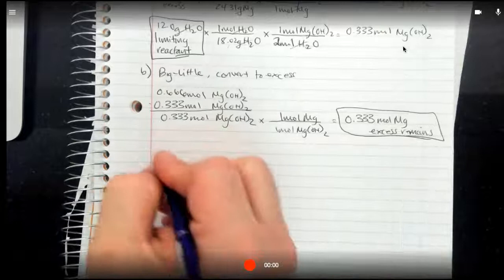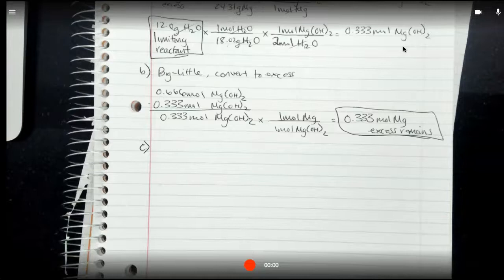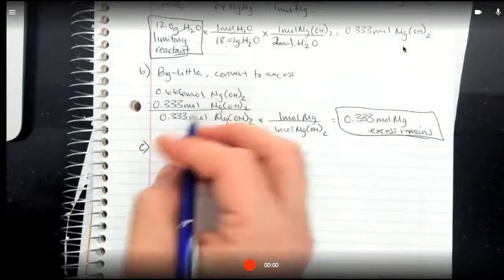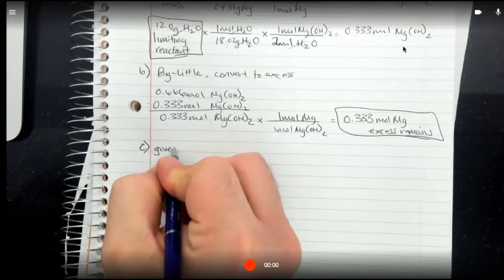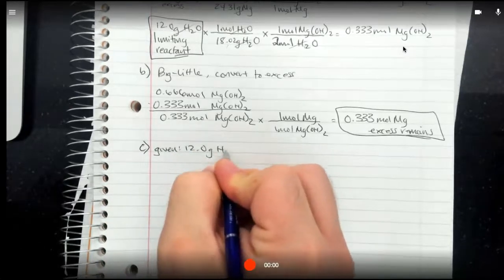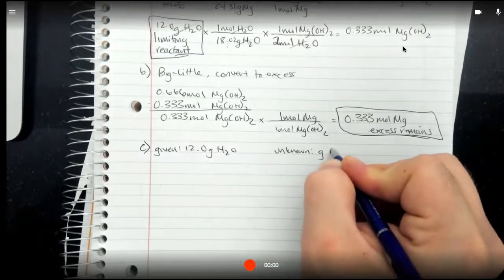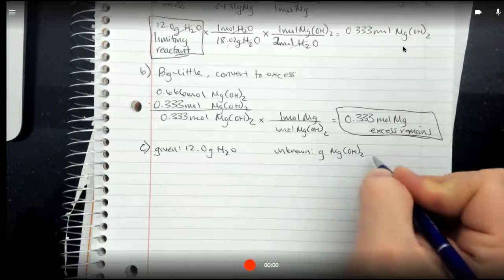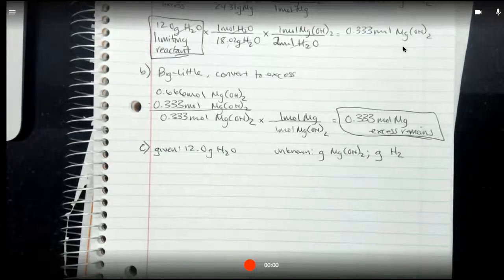Then part C is asking us to find what is the mass in grams of each product that could be produced. So we need to take our limiting reactant, and then we'll do a mass-to-mass stoichiometry for both of our products. So our given is going to be 12 grams of water, and then our first unknown will be grams of magnesium hydroxide. Then we also need to find grams of hydrogen gas. So we'll have two mass-to-mass stoichiometry problems.